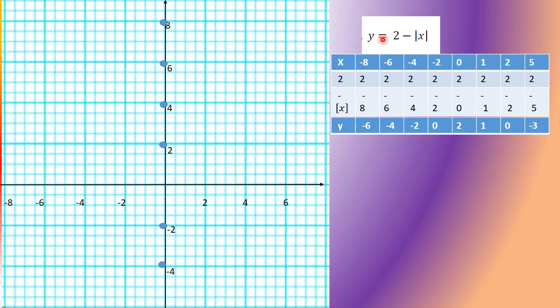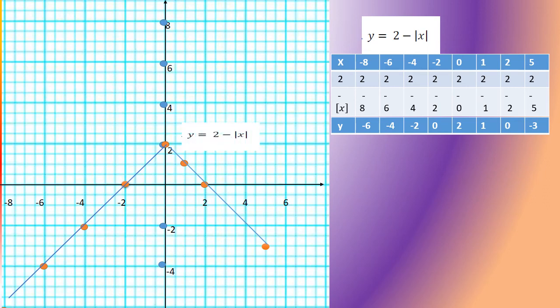So you can see according to the given equation, y equals 2 minus modulus x. Firstly, I will take the value 2. From that, I subtract the modulus of the x value, which is minus 8, modulus is plus 8. So 2 subtract 8 is minus 6. Let's mark the points on the grid. And when you join these points, you will get a V-shaped curve, which is the modulus curve. Sorry, it's a straight line, which is a modulus graph.